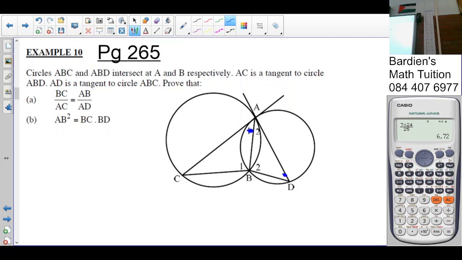Then AD is a tangent to the other circle. What can be concluded there? A2 is equal to angle C, by the tan chord theorem. Just looking at one glance, we can prove that that triangle is similar to that triangle. Tomorrow we'll talk about the order.